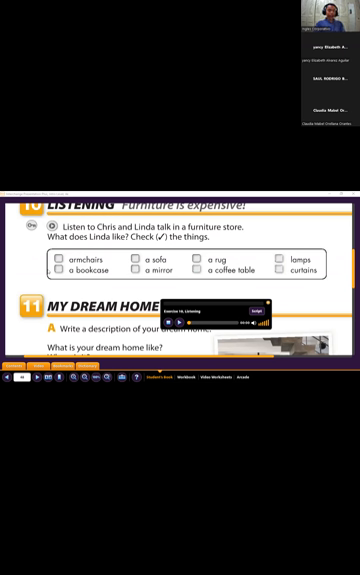Okay, class. Tell me yes and no. Yes, there is or no, there isn't. Armchairs? Yes. A bookcase? Yes. Okay. Sofa. No, bookcase. Bookcase, you know? Okay. Yes or no? No. No, okay, good. A sofa? Yes. A mirror? Yes. A rug? No. A coffee table? Yes. Lamps? Yes. Curtains? Yes. Okay. So listen again, please.